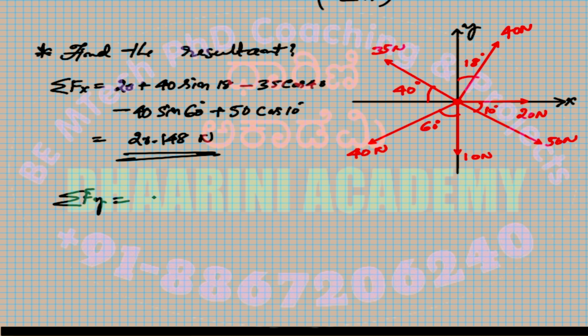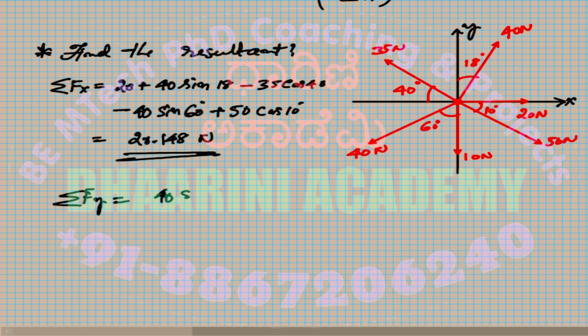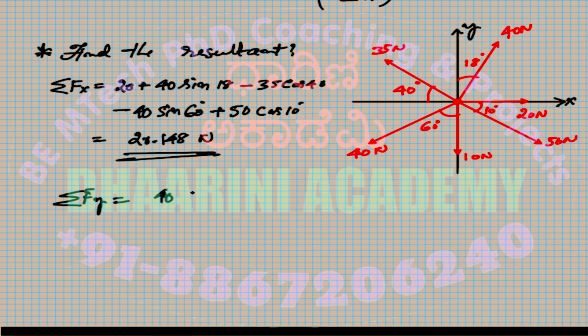Let's start with the 40 Newton. So it's going upwards, so positive. So this is 40. Angle is given with respect to which axis? With respect to the y-axis. So this has to be cos 18 degrees. Then the next one is 35 Newton. That is also going upwards, which means it is positive. Plus 35. Angle is with respect to the x-axis. So this is sine 40 degrees.